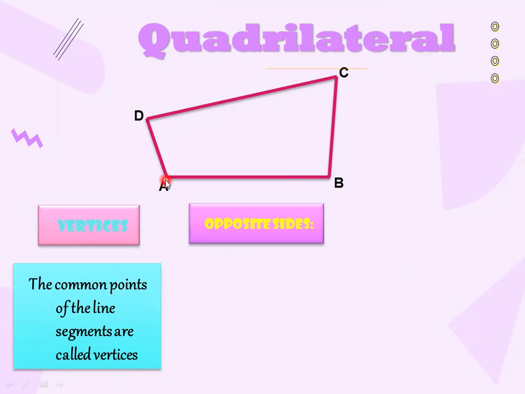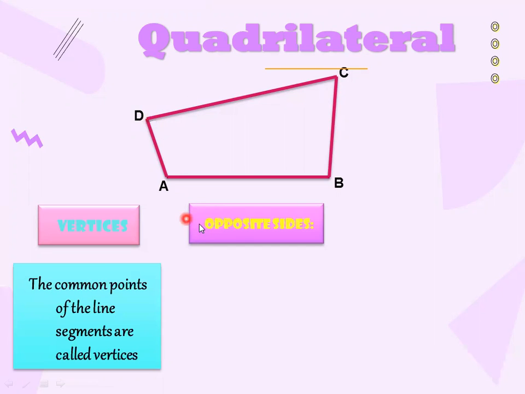Now here you can see that this point is the common point, this point and this point. So these points are called the vertices in any quadrilateral, right?